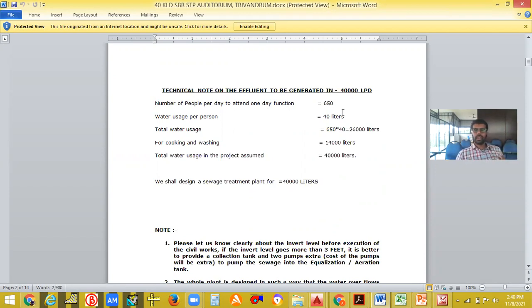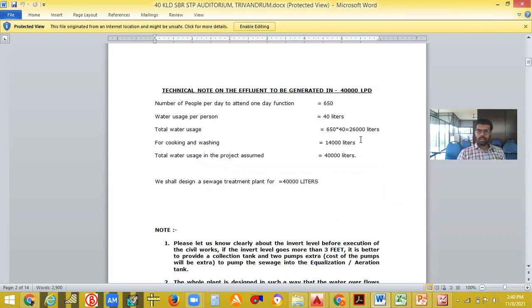So I have given my project details to them, as well as my design. Design in the sense the auditorium design and the plumbing design I have given to them. They shared, and they have calculated the number of seats. With respect to that number of seats, they have taken 40 liters of water being used per person. Okay, and they have multiplied and they got 26,000 liters. So 26,000 liters is the water demand, that is the capacity.